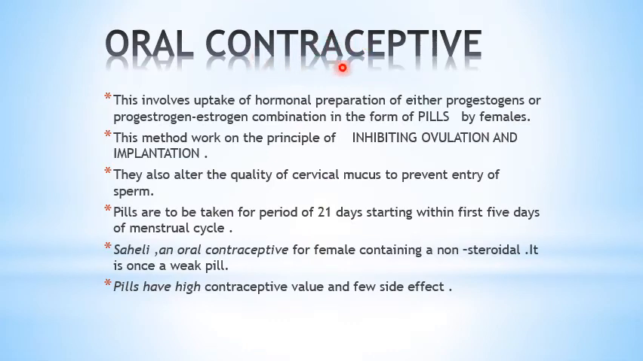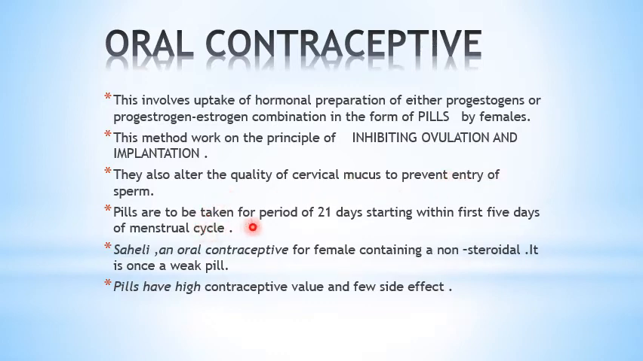The next is oral contraceptive. Oral means which you take by mouth, and this is in the form of pills. Pills means goli, dawai ki goli ki tarah. This involves uptake of a hormonal preparation of either progesterone or an estrogen combination. These are the sex hormones of the female, taken in the form of pills only by the females. This method works on the principle of inhibiting ovulation and implantation. They also alter the quality of the cervical mucus to prevent the entry of the sperm.